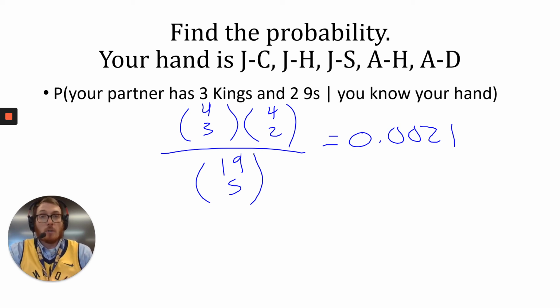The condition of knowing my hand changed the probability slightly compared to what it would have been if it was 24 choose 5. And this is much more likely to be the case because in a game you typically know what your cards are, and then you use that to help distinguish other things.